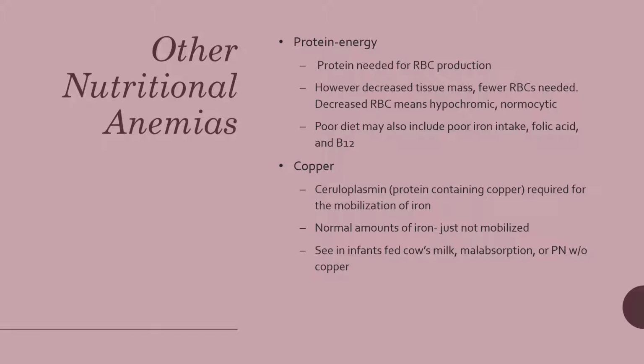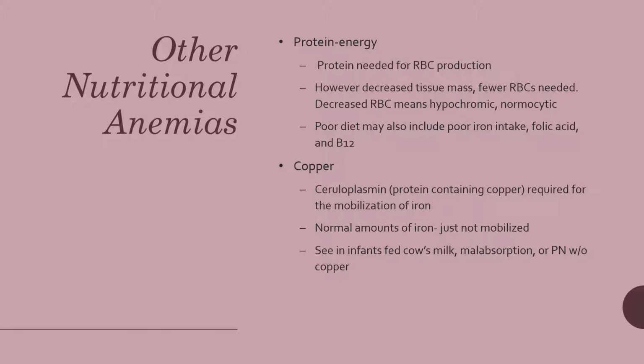Okay, a bit on some of the other kinds of anemias that we see. It may just be that someone who is malnourished, who is not receiving enough protein and energy, is going to develop an anemia. Remember that protein is obviously a building block for red blood cell production. Although we know that a smaller body is going to need fewer red blood cells, the fact that there's a decrease in red blood cell production means that we may see a hypochromic or a pale red blood cell, but it will appear normal sized. Also, because the diet is lacking protein and energy, it's certainly possible that the same diet is inadequate in iron, folate, and vitamin B12.